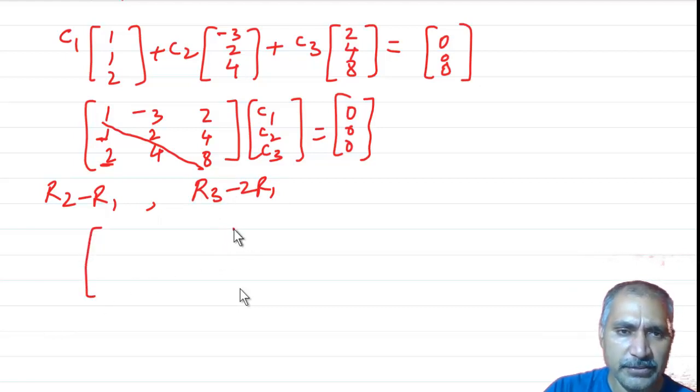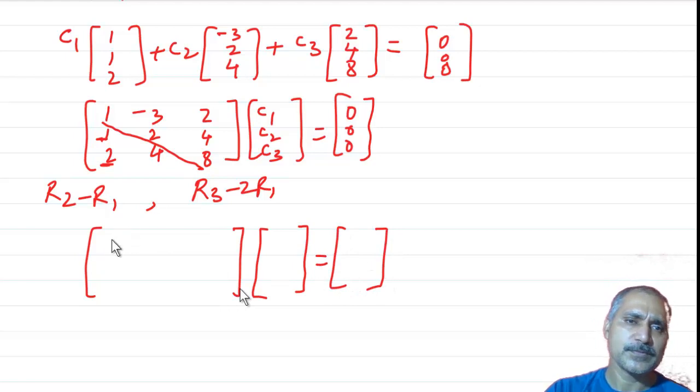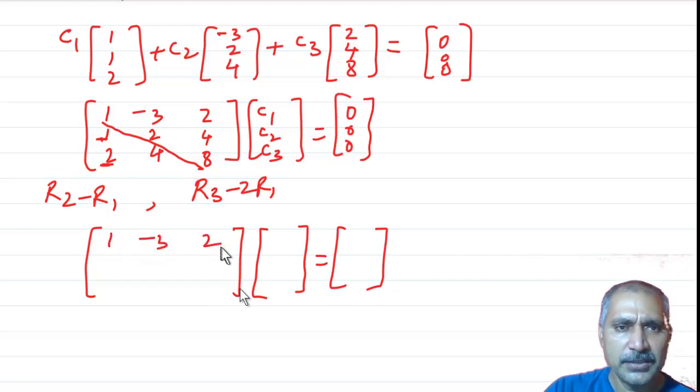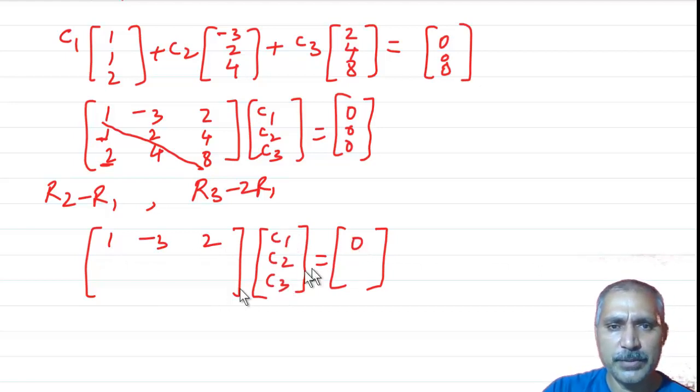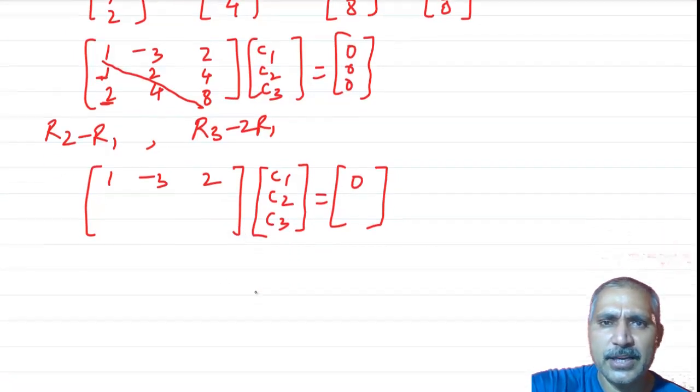R2 and R3 we are changing, so R1 will remain as it is. We will copy paste R1 first. Row number 1 will remain the same: 1, -3, 2, with C1, C2 and C3. This will be 0. Now I will create some rough space for the calculation purpose.